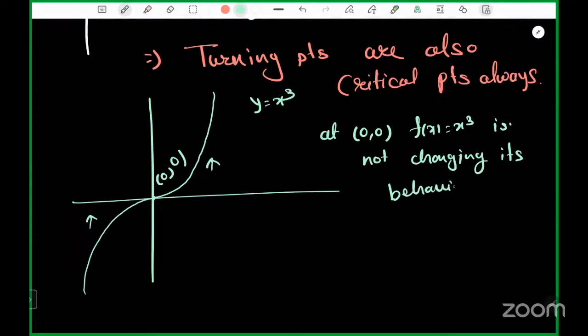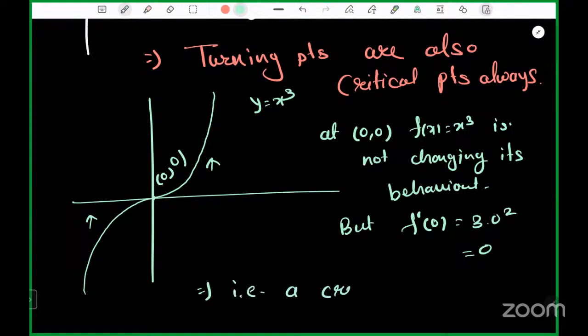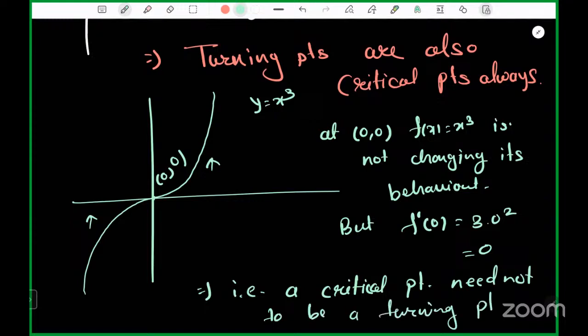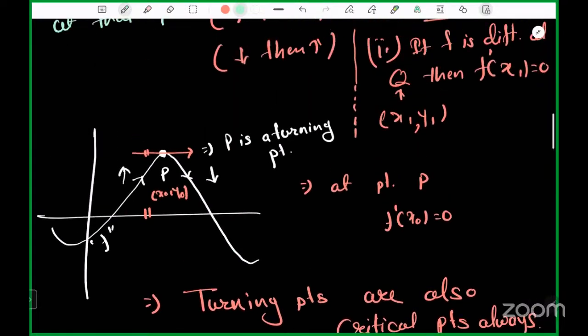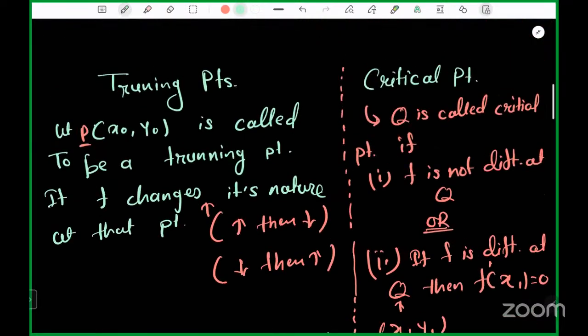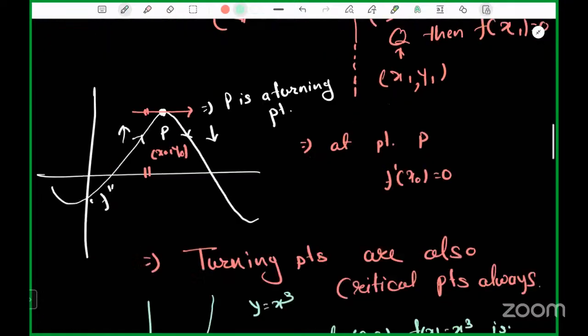But we know that f dash at 0 is simply 3 into 0 square, which is 0 ultimately, right? So that means a critical point need not be a turning point. So this is the relation between these 2 points. A turning point is always a critical point, but a critical point need not be a turning point. Is that clear?